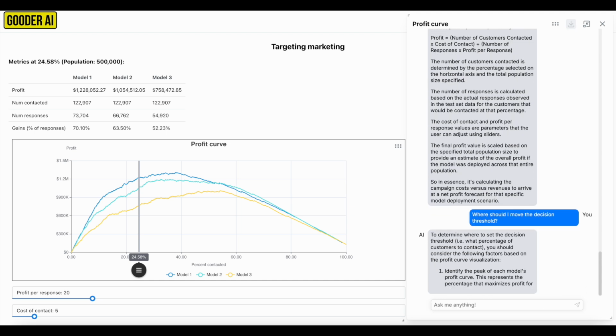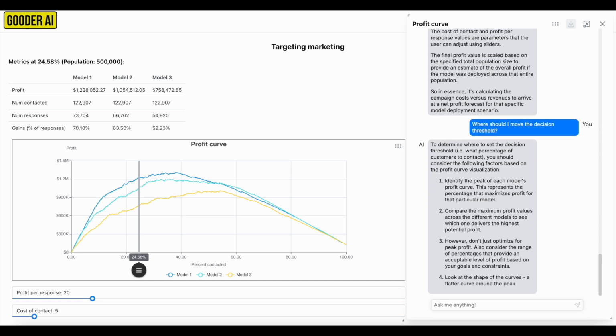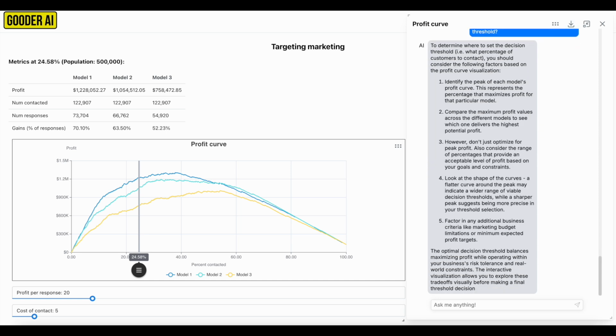To determine where to set the decision threshold, you should consider the following factors based on the profit curve visualization. Identify the peak of each model's profit curve. This represents the percentage that maximizes profit for that particular model. Compare the maximum profit values across the different models to see which one delivers the highest potential profit. However, don't just optimize for peak profit. Also consider the range of percentages that provide an acceptable level of profit based on your goals and constraints.